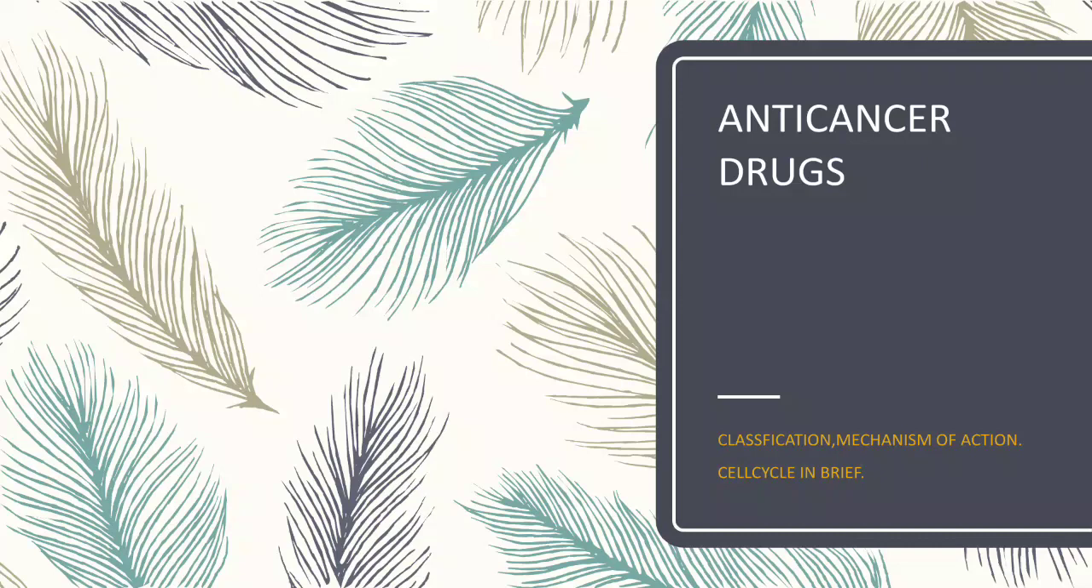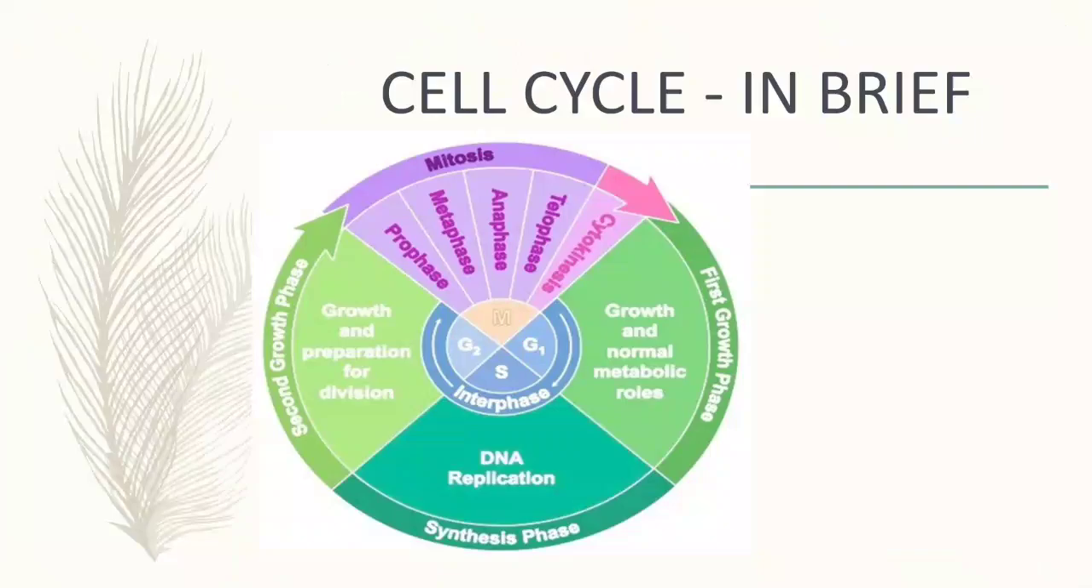Today our topic is anti-cancer drugs. The anti-cancer drugs, also known as anti-neoplastic drugs, work on different parts of the cell cycle. In order to understand how chemotherapy drugs or agents work, we first have to revise the cell cycle.